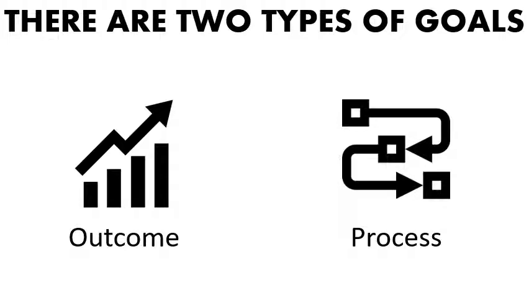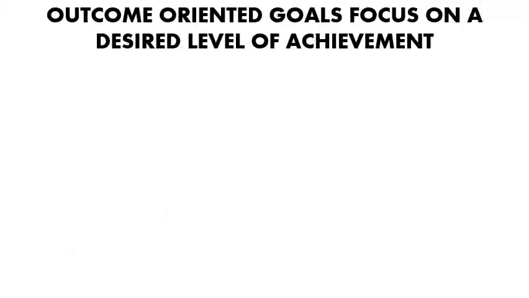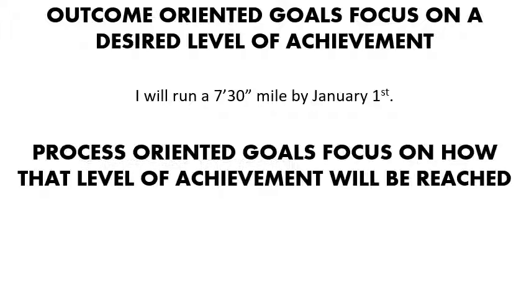Lastly, we'll just briefly talk about the fact that there are 2 different types of goals. There are outcome-oriented goals and process-oriented goals. Outcome-oriented goals focus on a desired level of achievement. They focus on the outcome. So that would be something like, I will run a 7-minute and 30-second mile by January 1st.